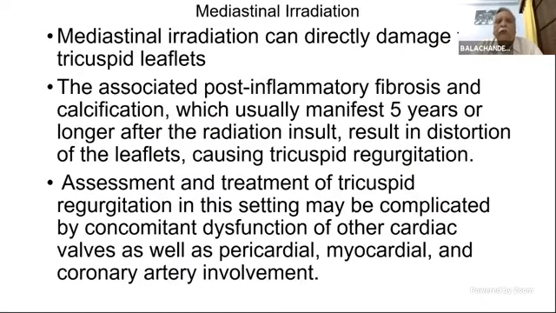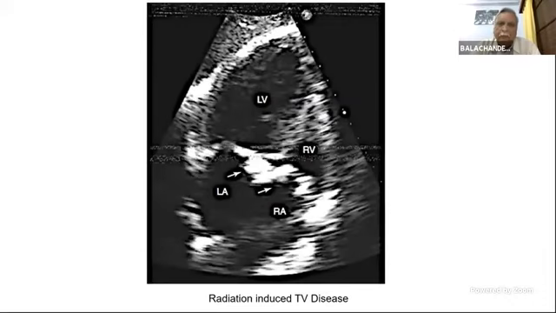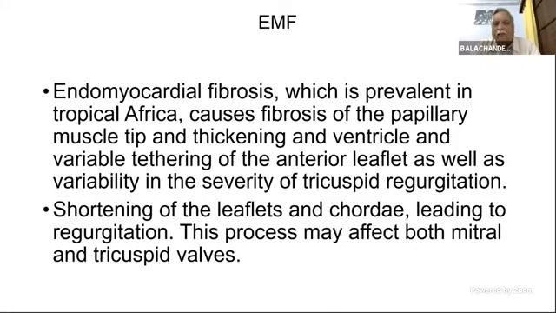Carcinoid heart disease is important. We don't see much, but anyway. And mediastinal irradiation. Next slide. And of course, endomyocardial fibrosis. Next slide. Which in India is quite rare. Even in Kerala, it has come down. Endomyocardial fibrosis. Next slide.